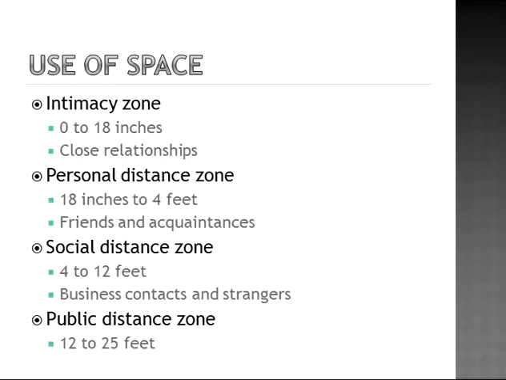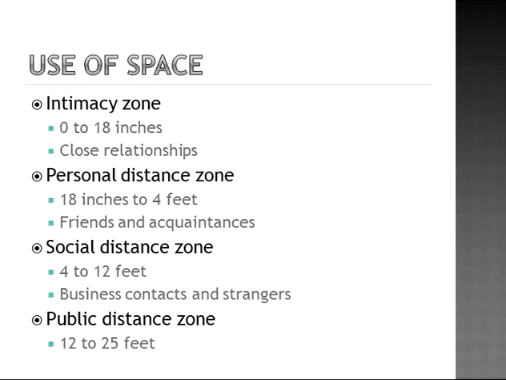In addition to that, we also have the use of space. There are several zones of distance around any individual. We have the intimacy zone around 0 to 18 inches. And what that basically is, when you see somebody in your intimacy zone, you're usually in a really close relationship with them. Maybe they're your significant other, a close brother or sister, or someone like that.